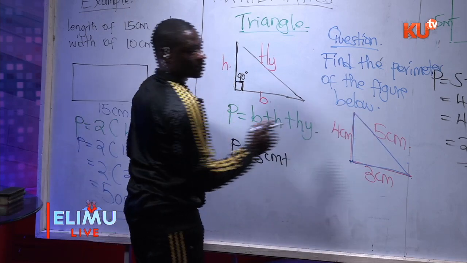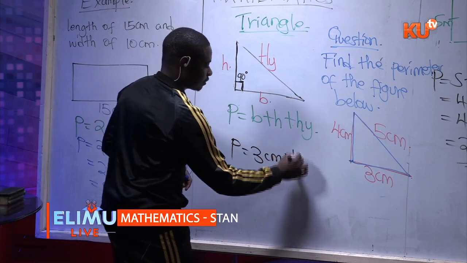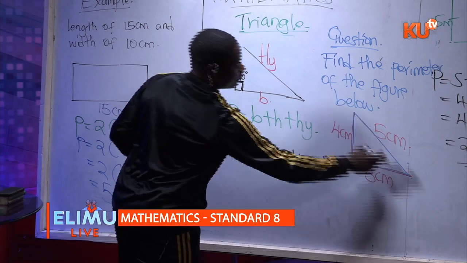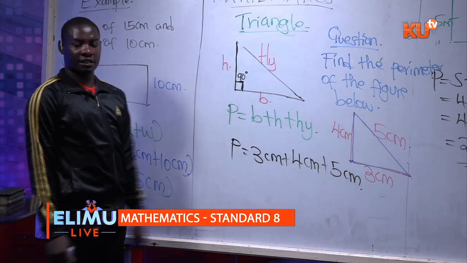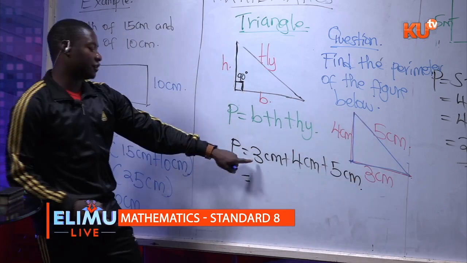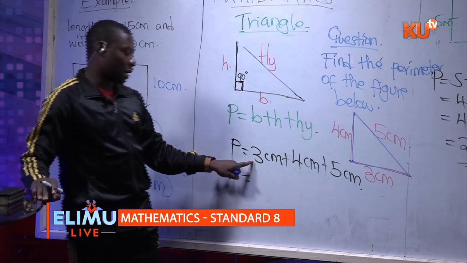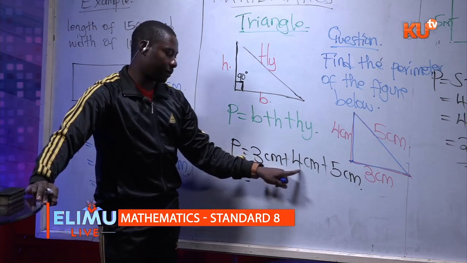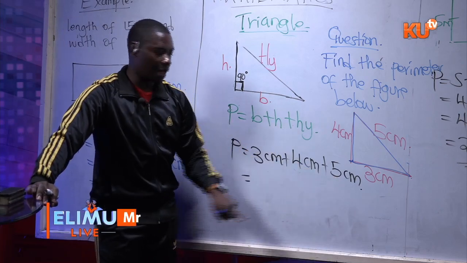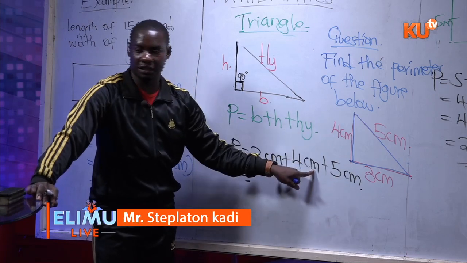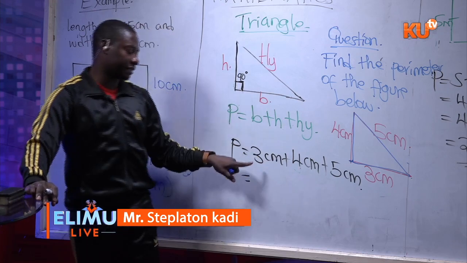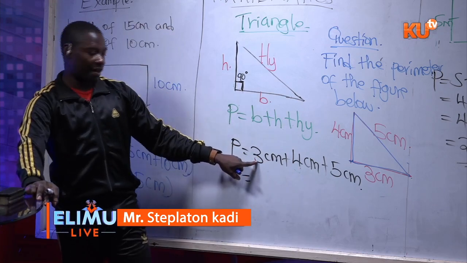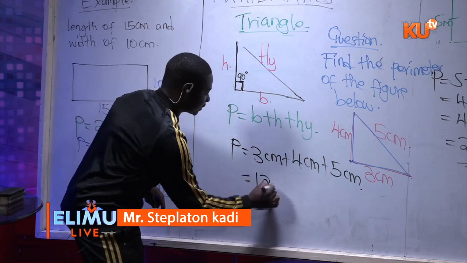Our height is 4 centimeters, and our hypotenuse is 5 centimeters. So we add this: 3 centimeters plus 4 centimeters plus 5 centimeters. 5 centimeters plus 4 centimeters, that is 9 centimeters. 9 centimeters plus 3 centimeters, that is 12 centimeters.